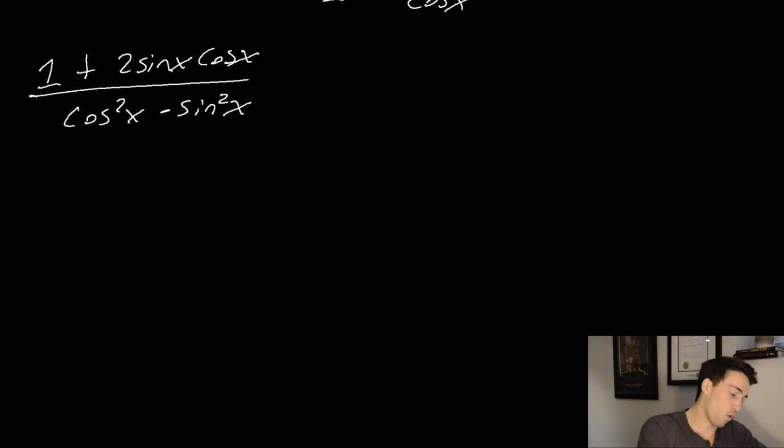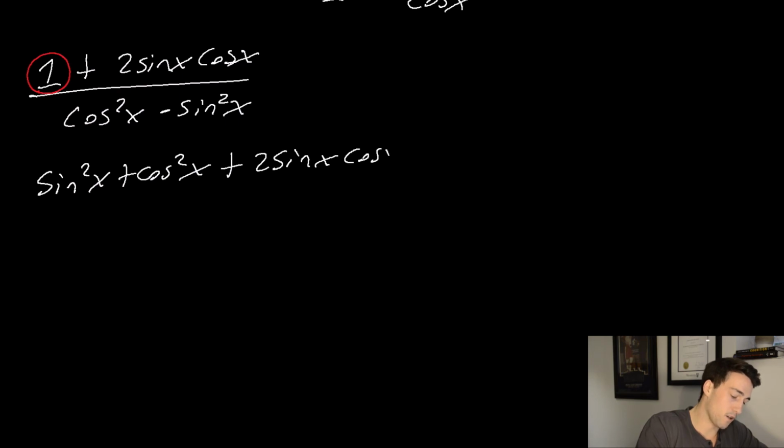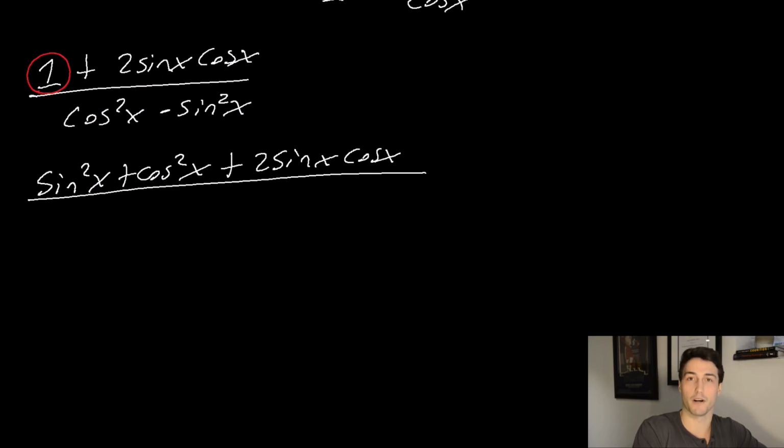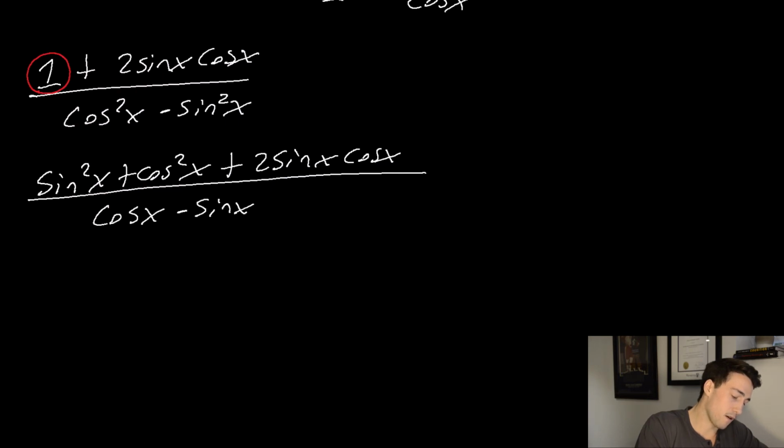I also know that this 1 right here can be written as sine squared x plus cos squared x, and then this will be plus 2 sine x cos x over, and here we have an a squared minus b squared. So again, we have a difference of squares. So this will be cos of x minus sine of x multiplied by cos of x plus sine of x.